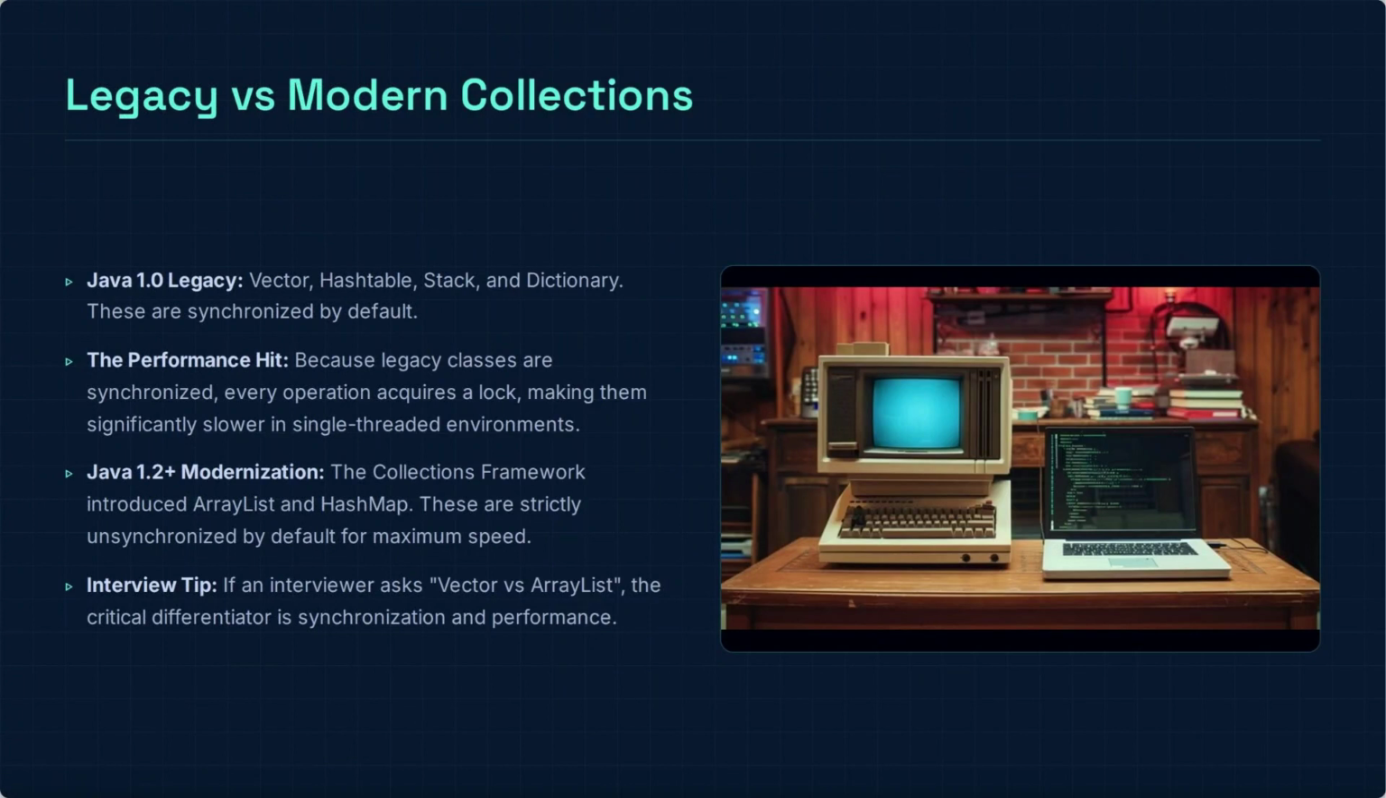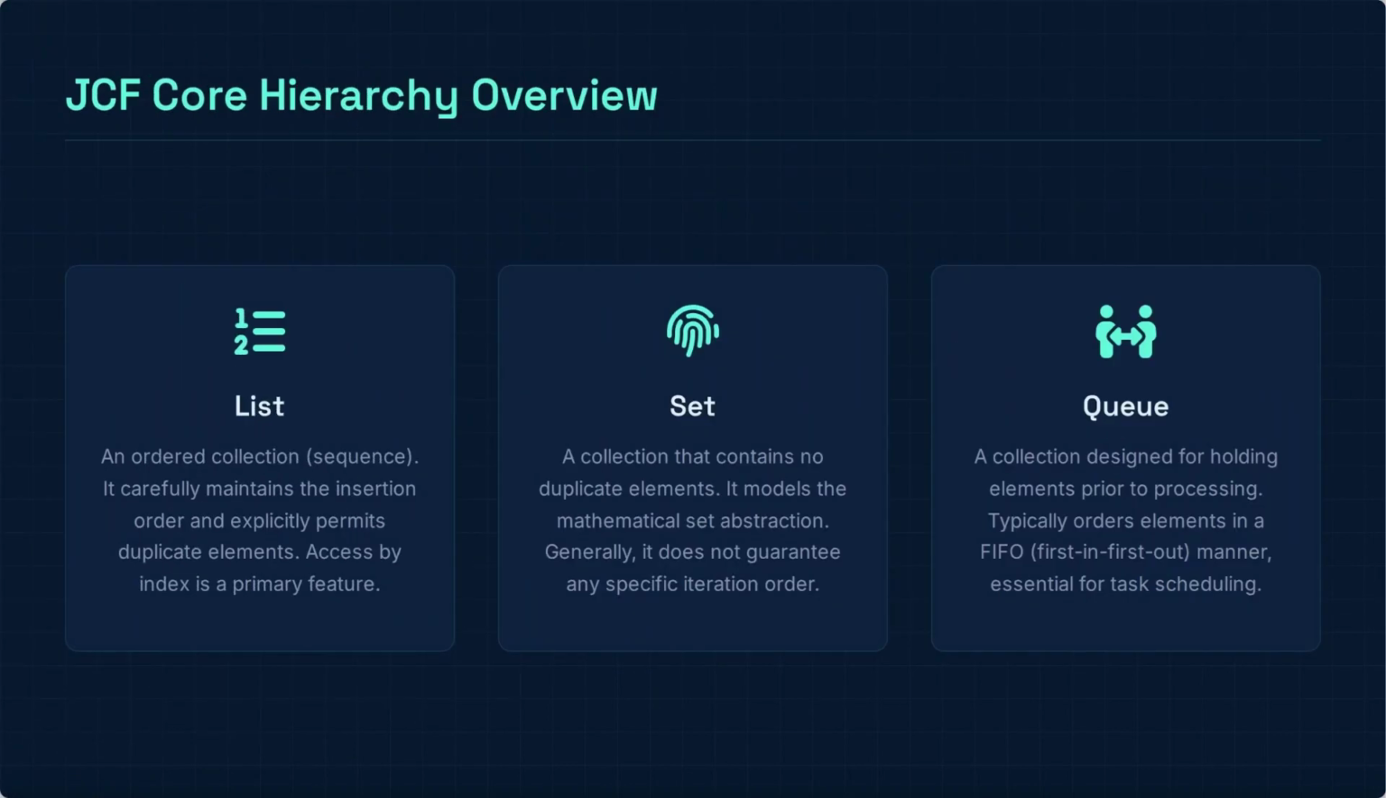in single-threaded environments. To modernize this, Java 1.2 and later versions introduced ArrayList and HashMap to the framework, which are strictly unsynchronized by default to achieve maximum speed. As a quick interview tip, if you are asked to compare Vector and ArrayList, the critical differentiator is their synchronization and performance. Now let's look at the core hierarchy.